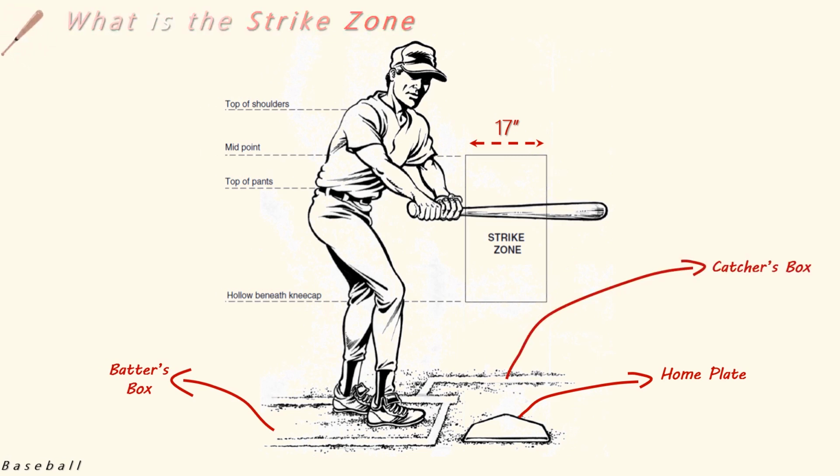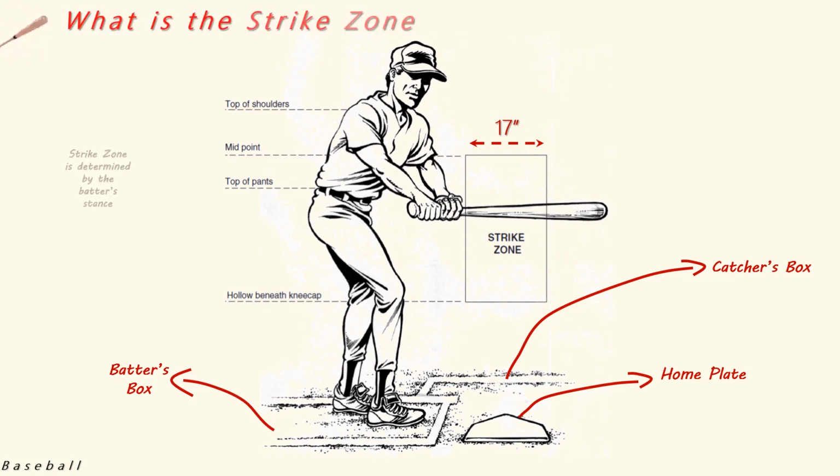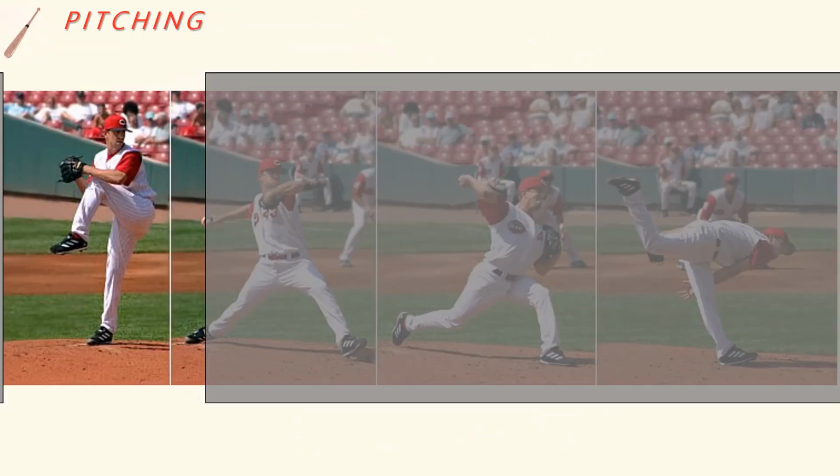So if you see here in this diagram, top of the shoulder is this and top of the pants is this. The midpoint of these two points is the upper horizontal line, and the hollow beneath the kneecap is the lower line. The distance between these two lines determines the length of the rectangle. The strike zone is determined by the batter's stance as the batter is prepared to swing at a pitched ball. Therefore, we can say that it is different for different batters. On the other hand, in cricket, the wicket is the same for all batsmen. It is fixed in location and size, and it is not imaginary.